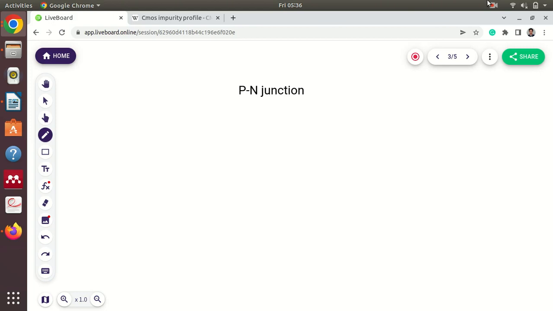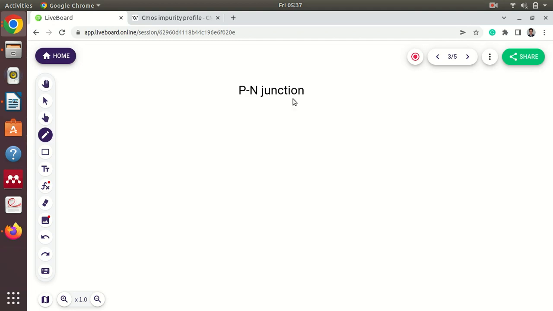Hello students, in the last lecture we have seen what semiconductors are. Today we are going to see what a PN junction is, which we can form using the semiconductors we have seen. There are P-type semiconductors and there are N-type semiconductors.